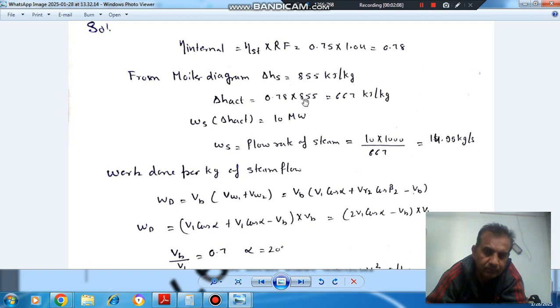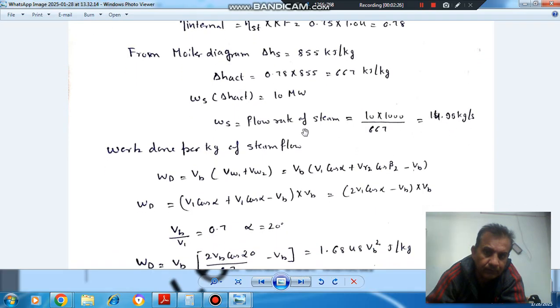As total power developed is 10 megawatt, that is equal to mass flow rate of steam times enthalpy drop per kg. From this, the mass flow rate of steam comes out as 14.99 kilogram per second.